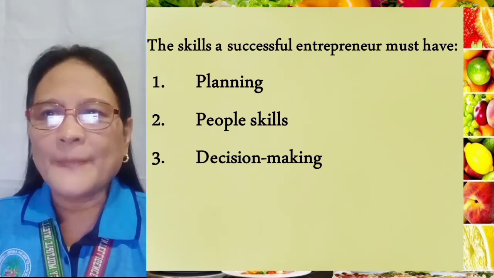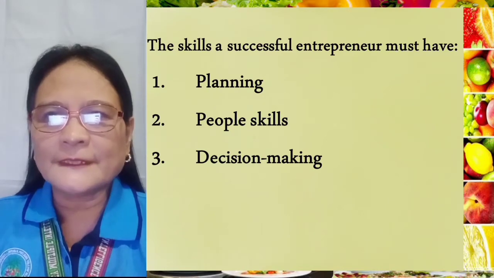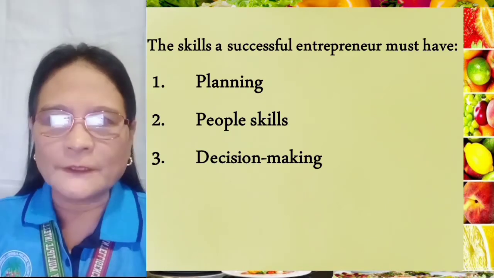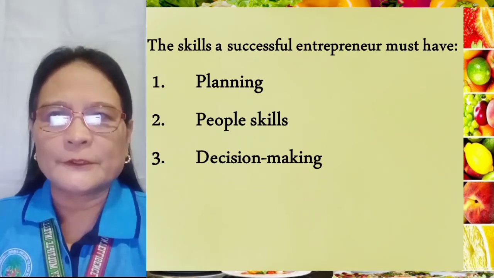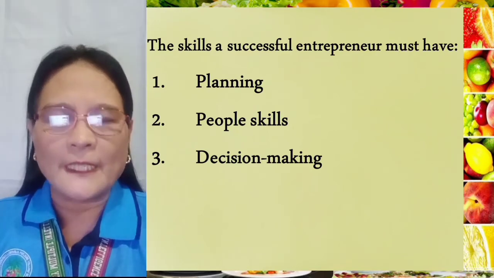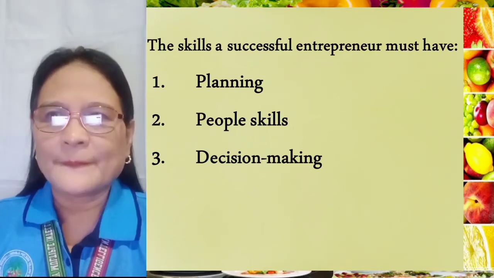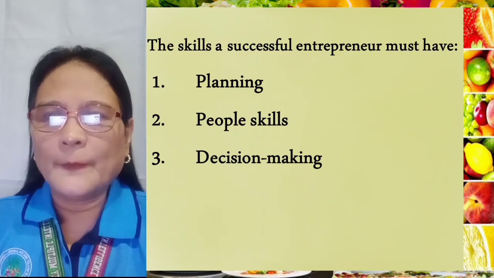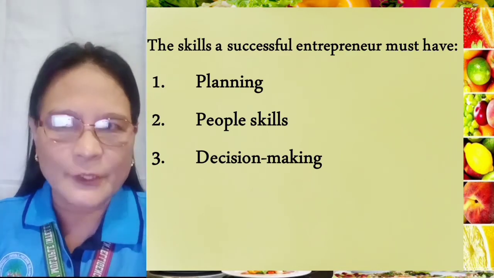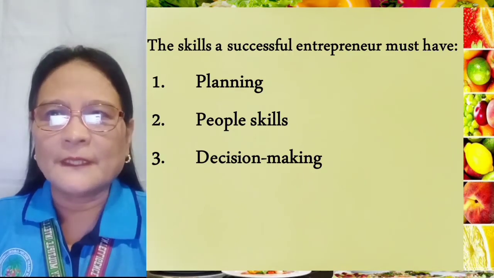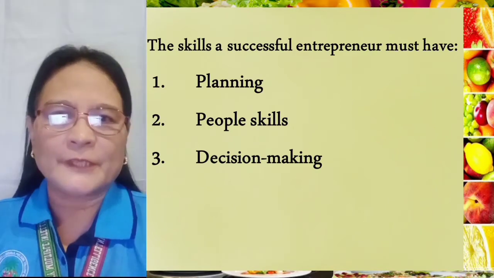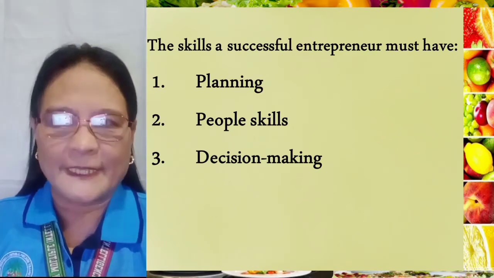Number 2, people skills. It is a skill of having good relationships with employees, customers, and other people through effective and efficient communication to people in and out of the business. Number 3, decision making. It is the ability to make wise decisions with the objectives that have been planned out. So those are the 3 skills that the entrepreneur must have and possess.